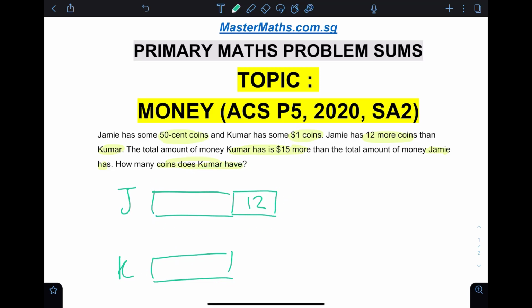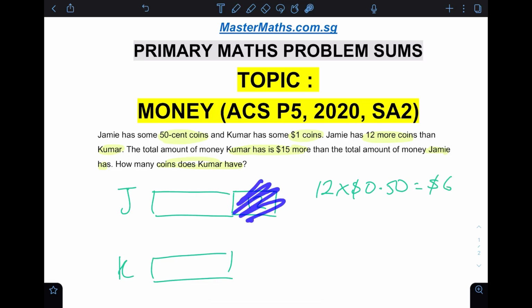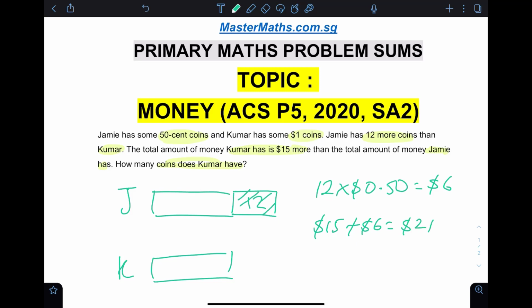Alright, so what we need to do here in this question is to remove these extra coins that Jamie has, which is having a value of 12 times 50 cents, $6. And when you remove these $6 from Jamie, Kumar will now not only have $15 more than Jamie, he will have 15 plus that $6 more. Why? Because Jamie no longer has this $6, right? So Kumar will have 15 plus 6. Kumar will now have $21 more, provided that you have removed this section here.